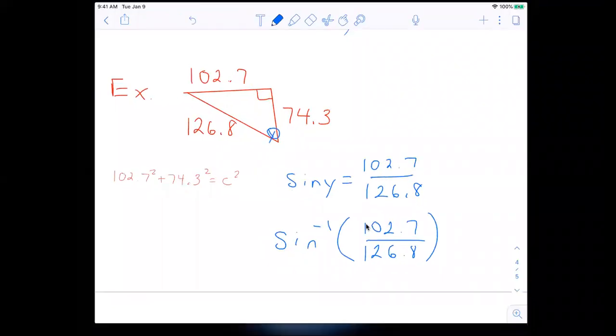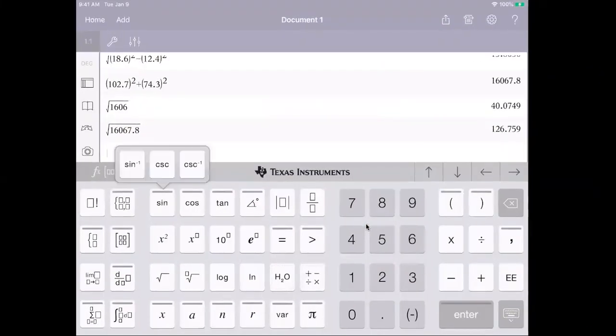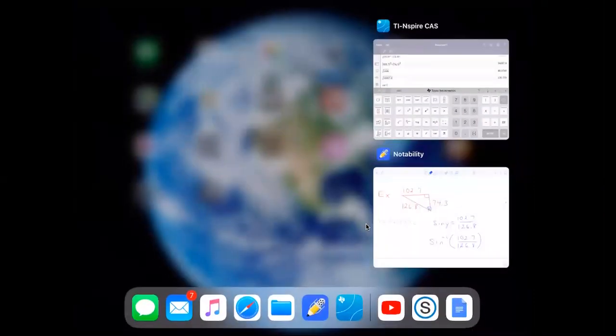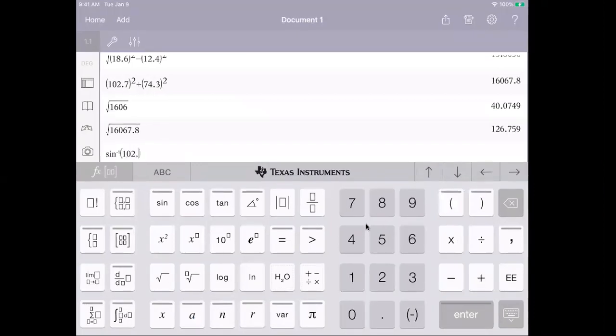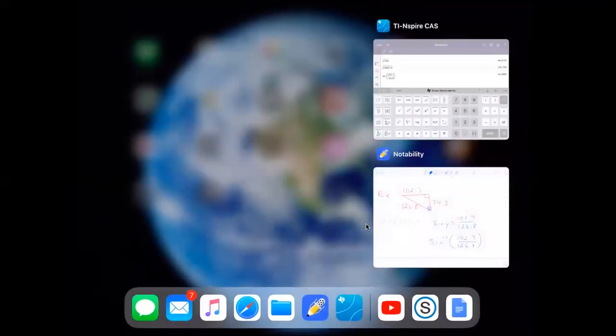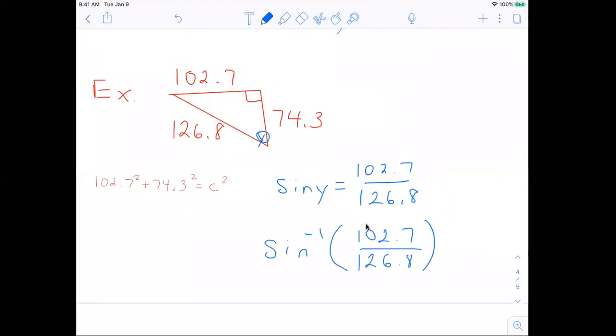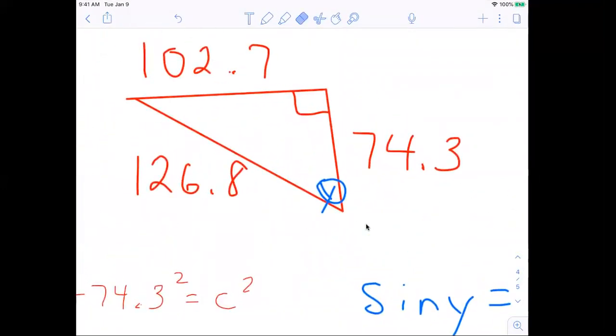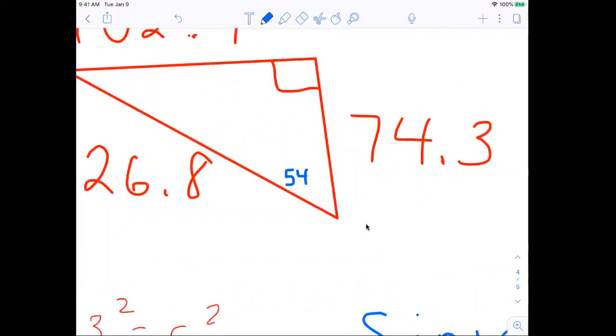So I'll go back to my calculator, click and hold the sine down, and I get inverse sine of 102.7 over 126.8. I want to approximate that, and I get 54.1. So that means my angle here, y, is 54.1 degrees.